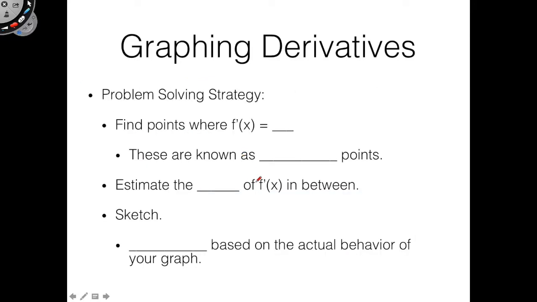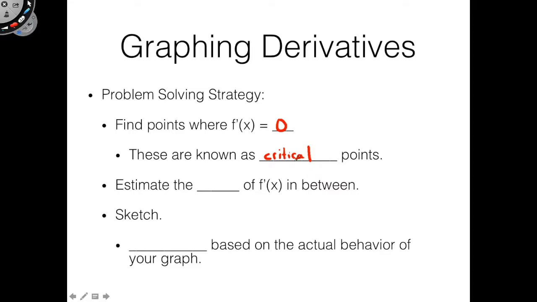So here's a little bit of a problem-solving strategy. This is just going to be the final step that ties together what we just talked about to actually go ahead and graph a derivative. So here's what you do. First thing you do is you're going to find points where f prime of x is equal to 0. Okay, that's your first step. These are actually called critical points. Points where f prime of x equals 0.